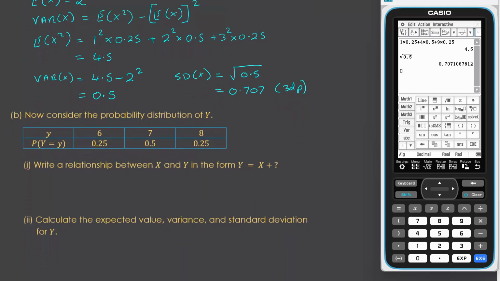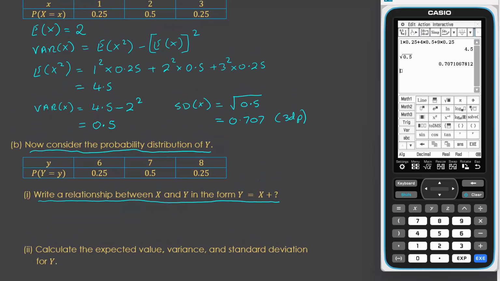And let's move on. We're now going to consider the probability distribution of y, which is shown here. Write a relationship between x and y in the form y equals x plus. Well, if we think about it, x took values 1, 2, and 3. This one takes 6, 7, and 8. So I'm going to say that y is x plus 5.